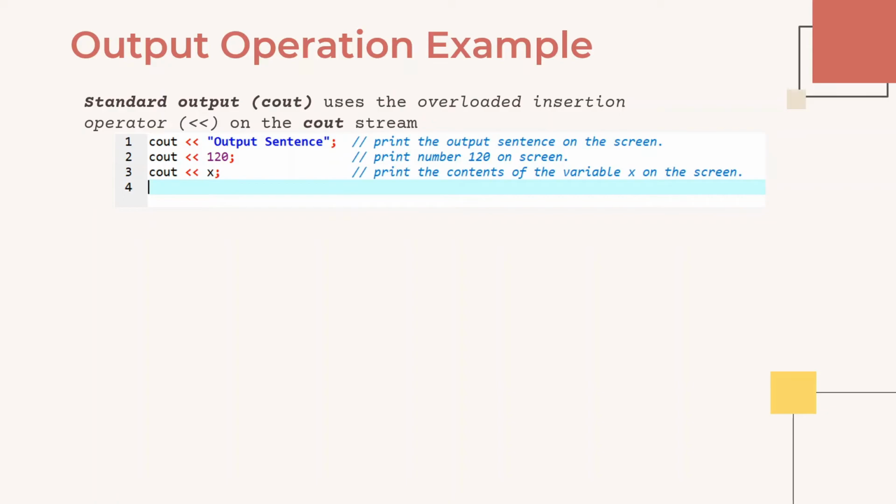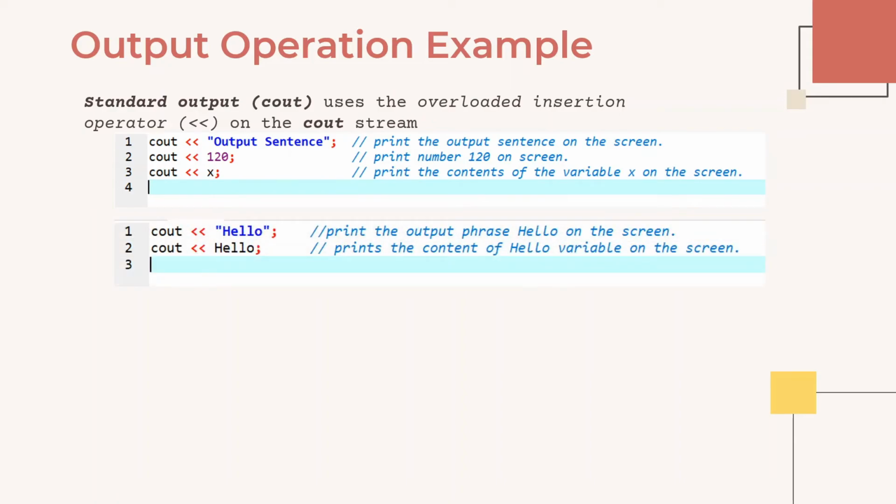Note that in order to print data as a string, it must be enclosed in double quotes so that it can be distinguished from a variable. This is the example. The first line will print the phrase hello on the screen, and the second will print the content of the hello variable on the screen.